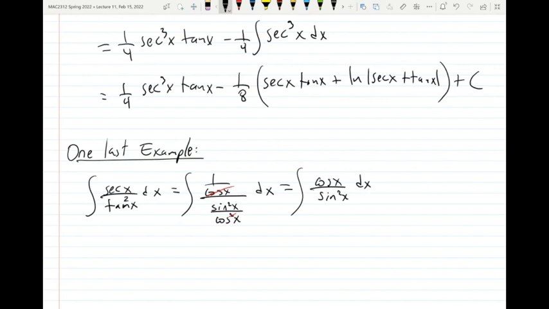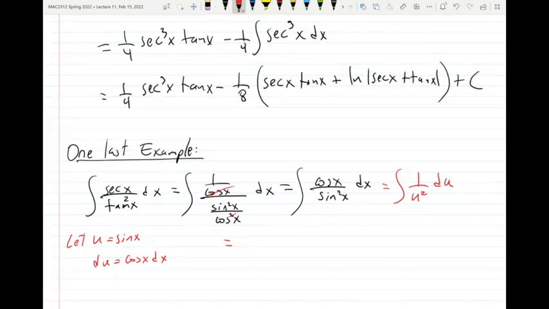Yes? And what should we do now? You can set u equal to sine. Good. So now we just let u equal sine, and we have our du right there, which is cosine dx. So this becomes the integral of 1 over u squared du. Are you okay with this? And now, how do we do this integral? What's the technique? Don't forget the basic stuff.